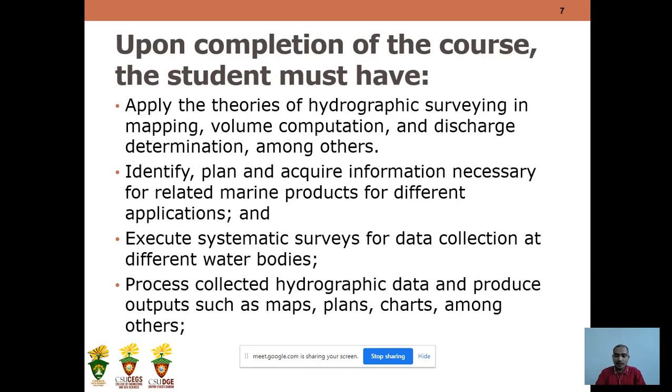So as I said earlier, our part as geodetic engineers is to collect data sets, or collect spatial data sets, and after we collect them, we need to process the information that we gathered, so that we can produce maps, plans, and charts, depending on the possible outputs of the measurements we made.